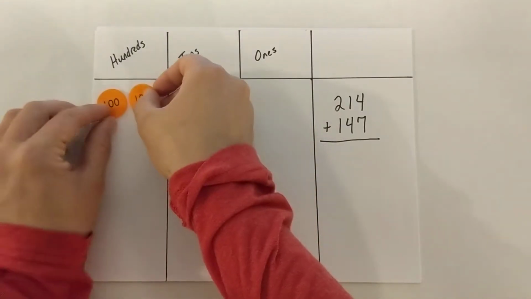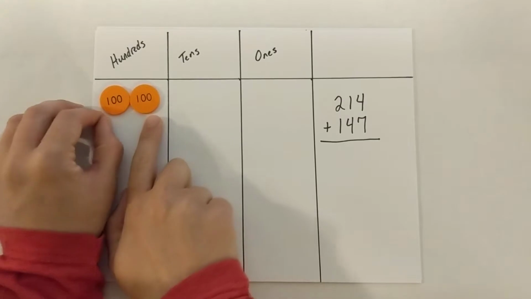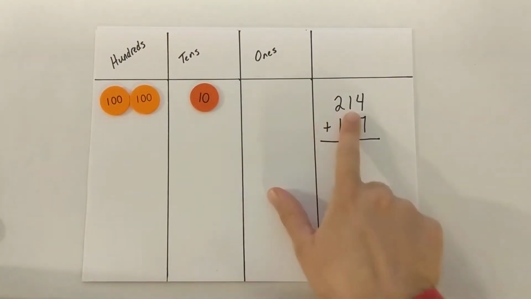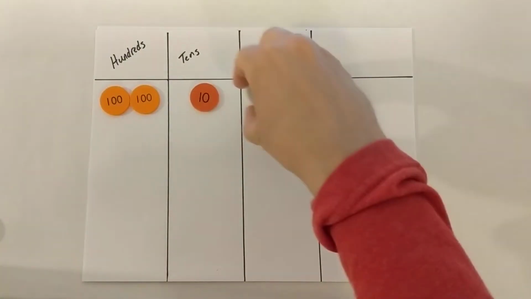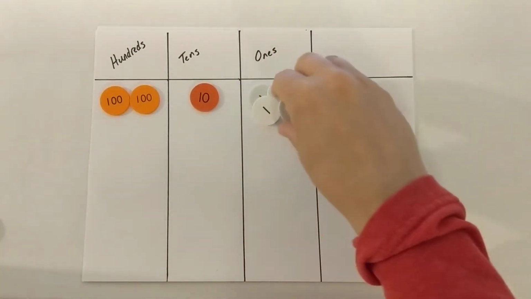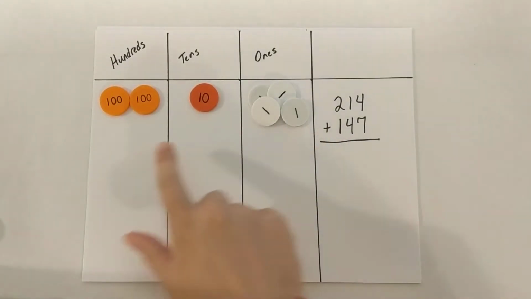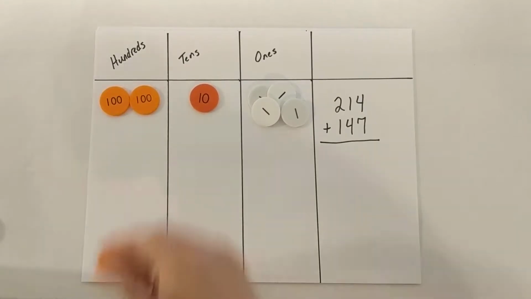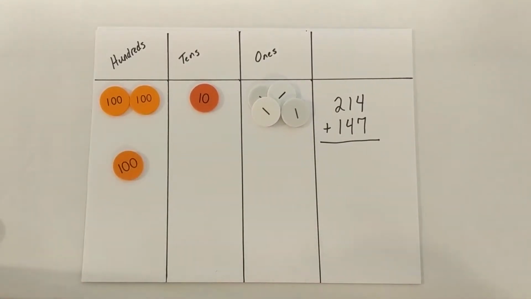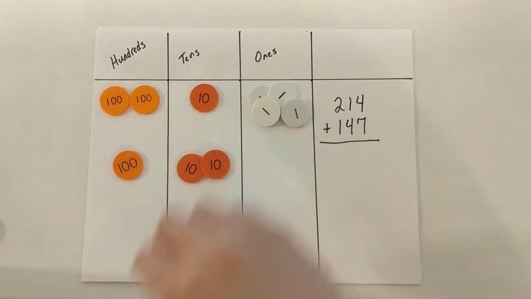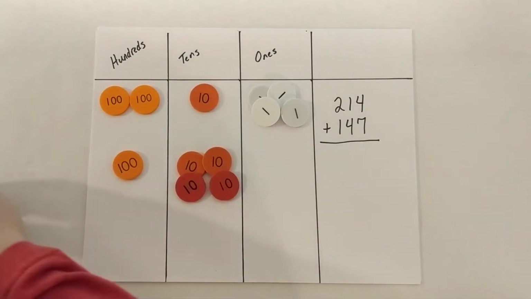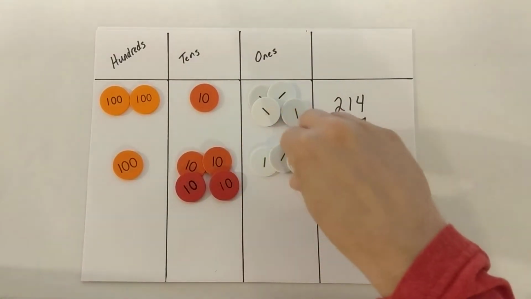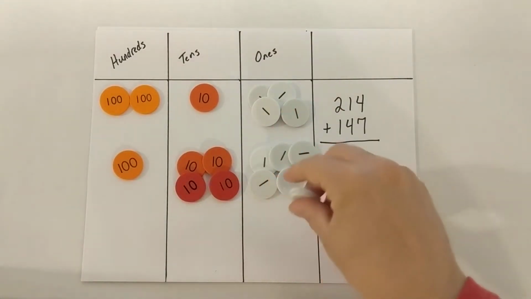So we'll build 214, so we use two hundreds disks in our hundreds column, and then place one tens disk in our tens column, and then 4 ones disks in our ones column. So 214. Then we're going to build 147. So one hundreds disk in our hundreds column. Then 4 tens disks in our tens column. And finally 7 ones disks in our ones column.